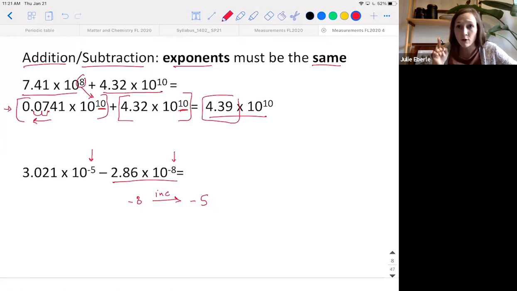And remember the rule: if we want our exponent to increase, we move the decimal to the left. How many places? Should be 3 places. So 1, 2, 3. So what you should end up with is 0.00286. Now we have times 10 to the -5.